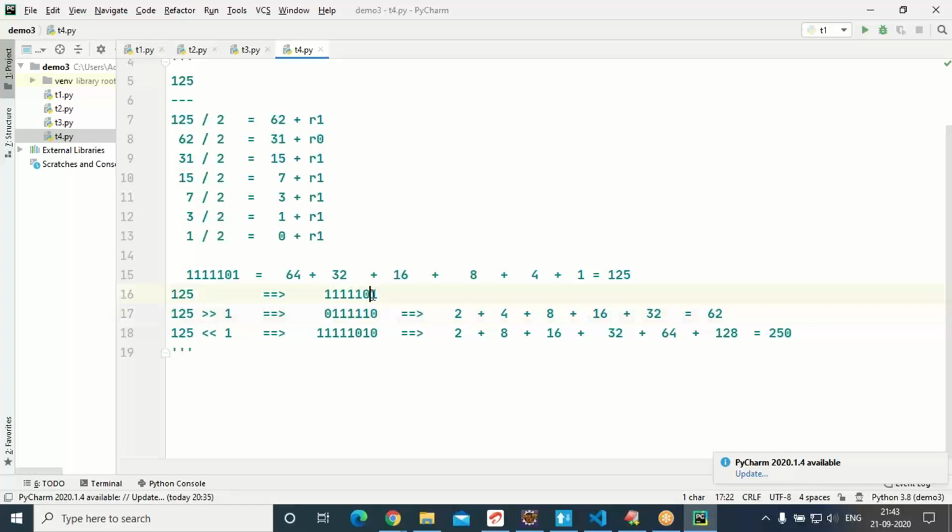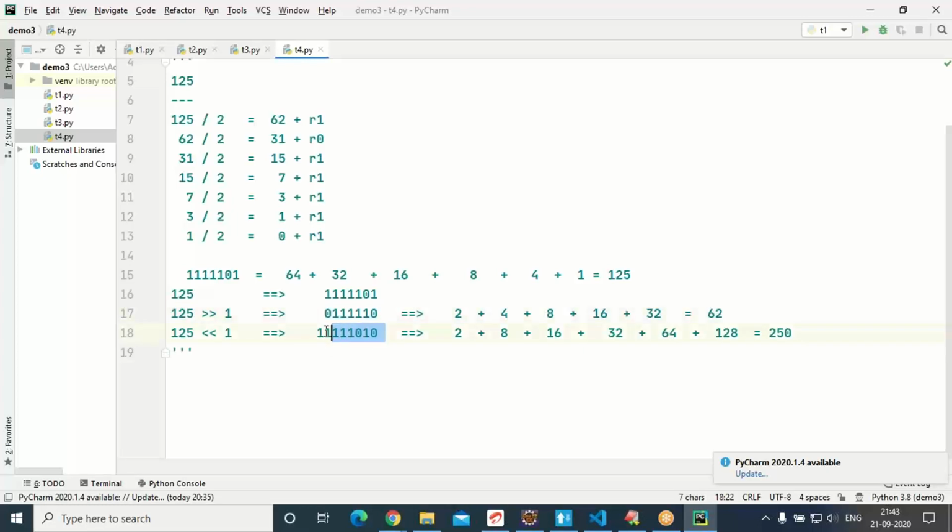While moving to the right, this 1 is disappearing, being removed, since there is no place to its right. So 0 is coming in at the rightmost, and all the remaining digits move one location. Right shift by 1, moving to the right side, one location.